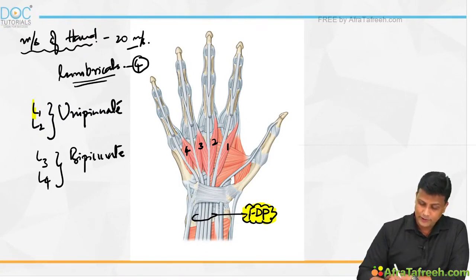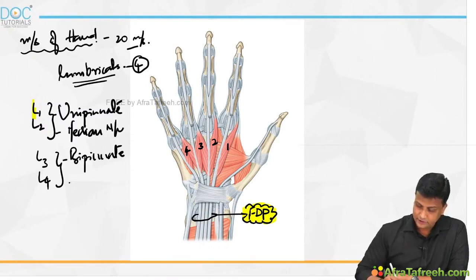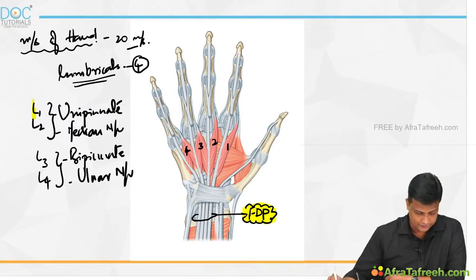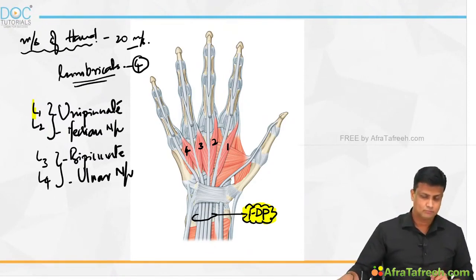Lumbricals number 1 and 2, the ones on the lateral side, are supplied by the median nerve, and lumbricals number 3 and 4 are supplied by the ulnar nerve. Ulnar nerve there, guys. So that is the information that you people already know. Now don't worry about that.